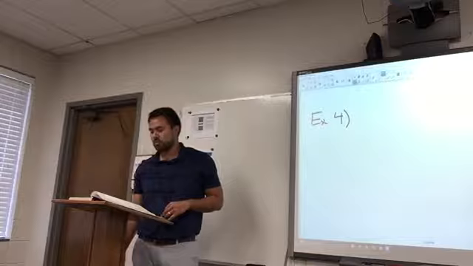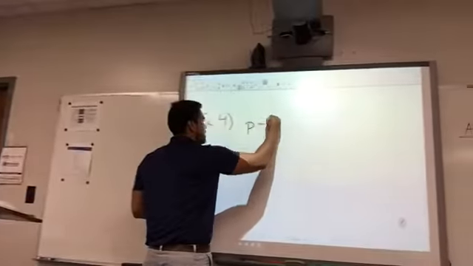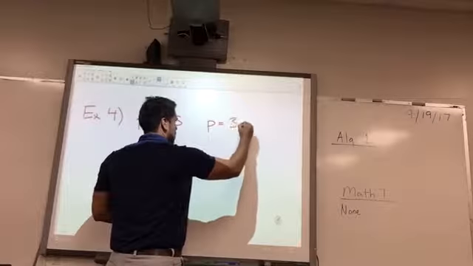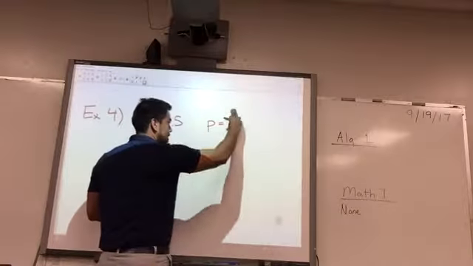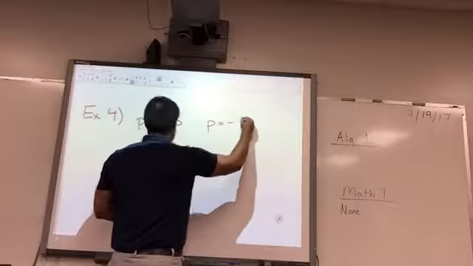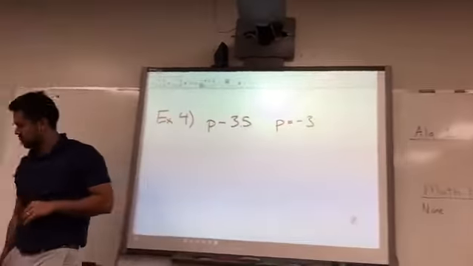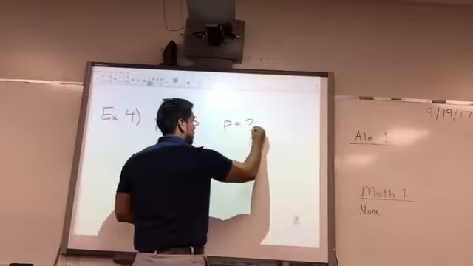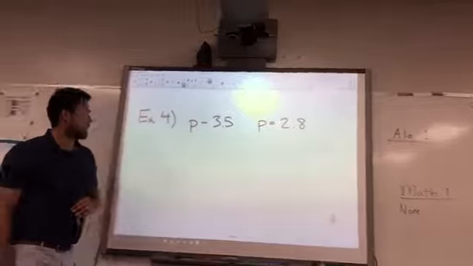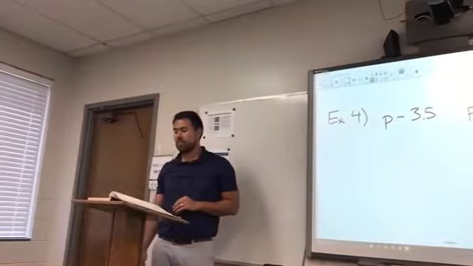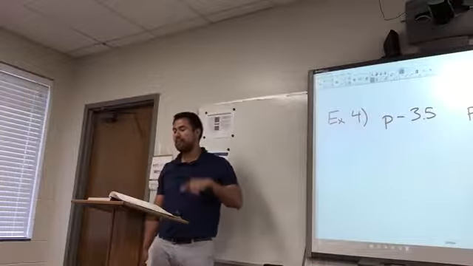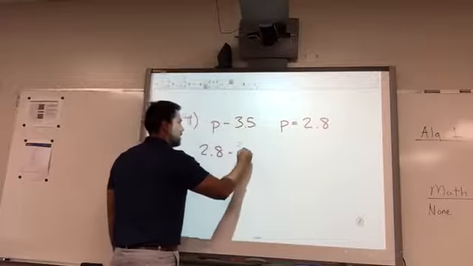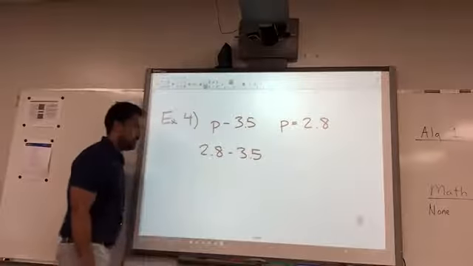Evaluate p minus 3.5. What does p equal in that example? Negative 3 point what? 2.8. You see that? So I'm looking at example 4a. Evaluate p minus 3.5 if p equals 2.8. So instead of p, I'm going to put 2.8 minus 3.5.